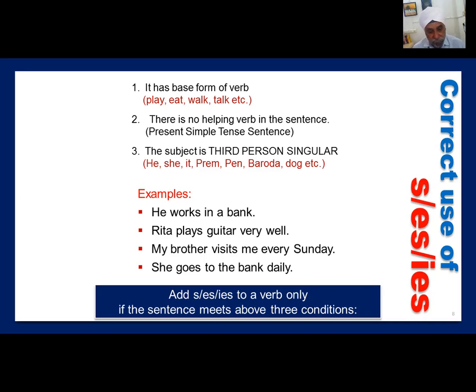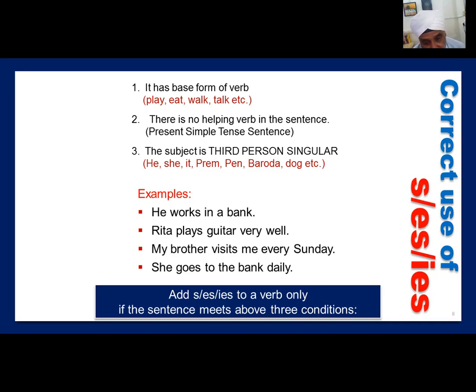Here are the examples. He works in a bank. Rita plays guitar very well. My brother visits me every Sunday. She goes to the bank daily. Now, please note that in none of these sentences do we have a helping verb. Secondly, the verb is work, play, visit, and go. These are simple verbs, no ed or ing with these verbs.